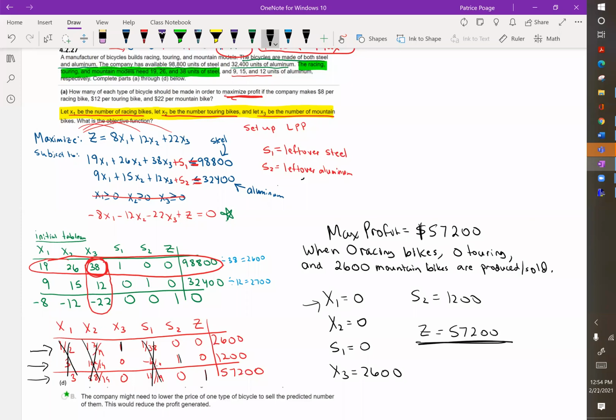And then I have to see if there's any leftover material. So S1 was 0. S1 represented steel. So there's no leftover steel because S1 was 0. But S2 was 1,200. So there are 1,200 units of aluminum left over.